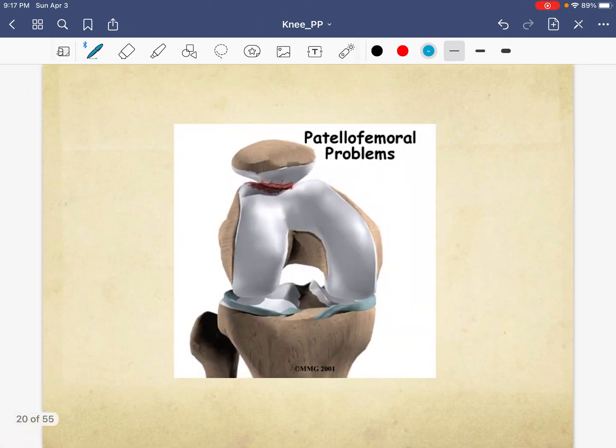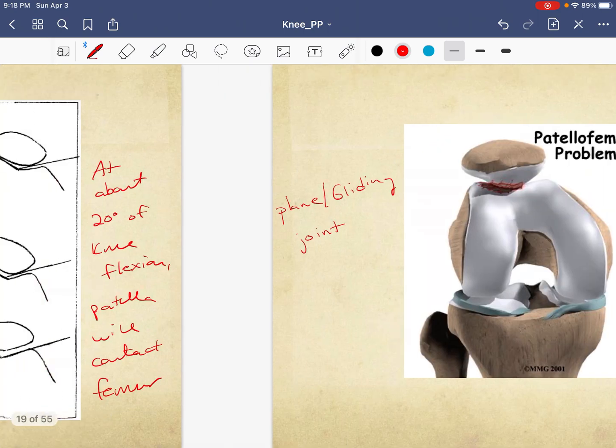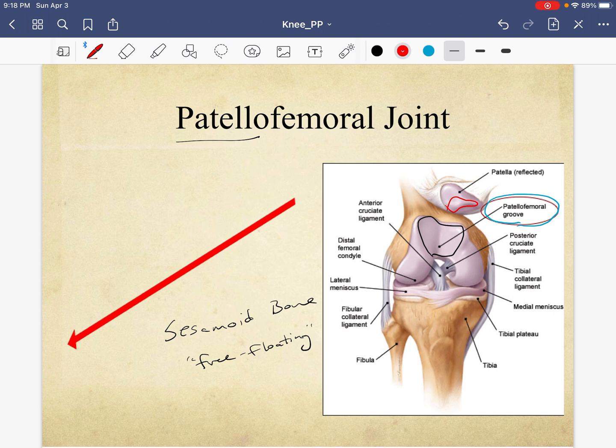What type of joint is this? Technically, it is a plane or gliding joint. We really can't classify the motion as flexion or extension or adduction or abduction. Simply, the patella glides up and down in that patellofemoral groove. So if I come back here, the patella glides up and down. So the motion is a gliding up and down.